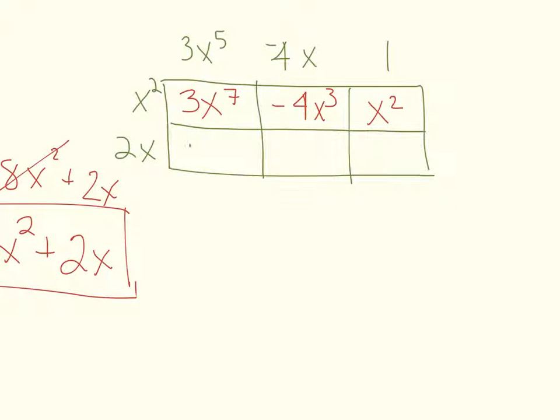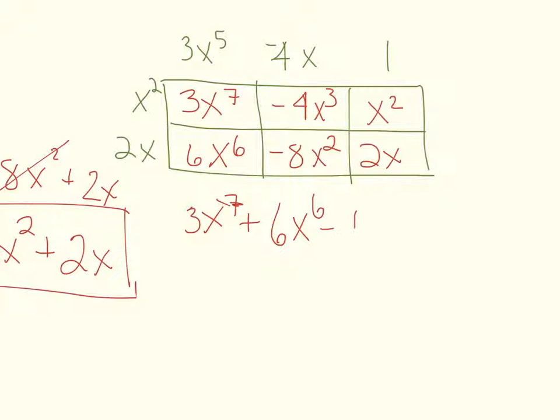In my lower left-hand box, I'll have 6x to the sixth. I'm going to have negative 8x squared, and then I'm just going to have a 2x. And I still need to combine like terms, so I'm going to go from the highest exponent down to the lowest. So I'm still going to have 3x to the seventh, plus 6x to the sixth minus 4x to the third minus 7x squared plus 2x. So you could do that as well.